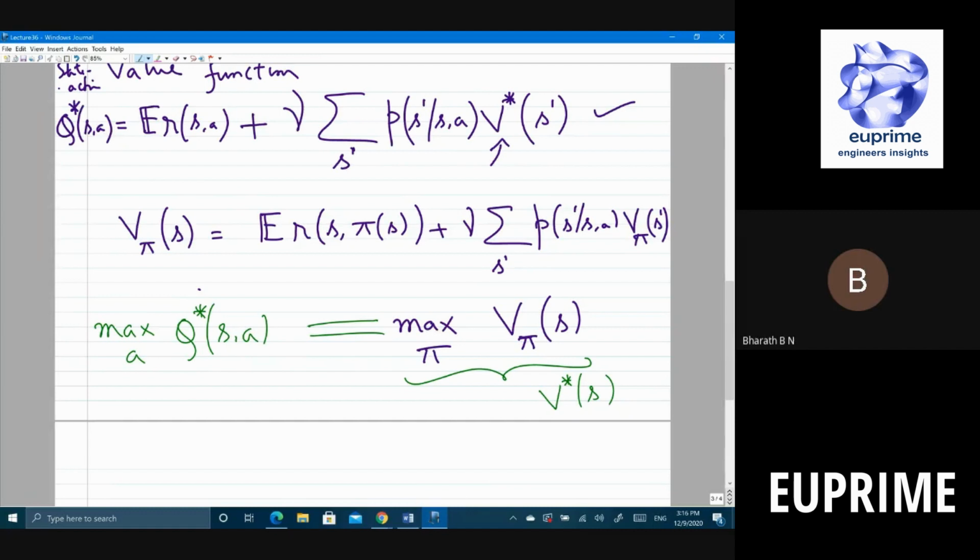If there are 3 actions possible and there are 10 states, then for the policy problem, for each of the 10 states there are 3 choices, so 3 to the power 10 possible functions. You have to optimize over that. Whereas here you have only 3 actions, so you have to optimize over 3. It's a relatively easy problem. But of course, hidden in Q star there is V star. The question is, how do you find V star?